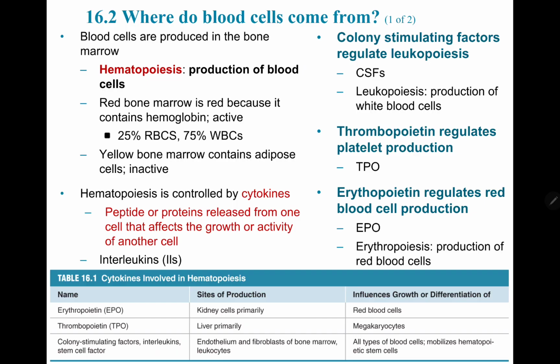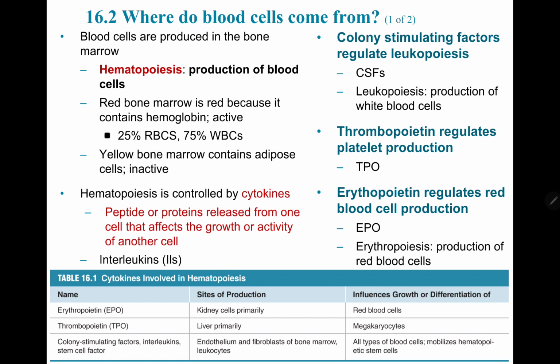These blood cells are going to be produced in your bone marrow, right, through a process called hematopoiesis, right? And so red bone marrow is going to be red because it contains hemoglobin, right? 25% red blood cells, 75% white blood cells, right? Your yellow bone marrow, right? As adults, we contain yellow bone marrow. And that's going to contain adipose cells, right? Inactive, but adipose tissue, right? However, babies, or infants, right? They do have a lot of yellow bone marrow too.